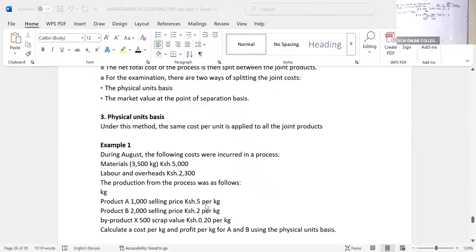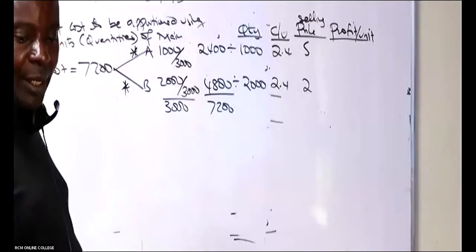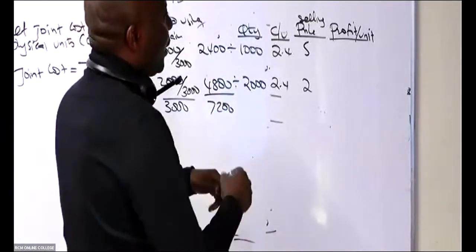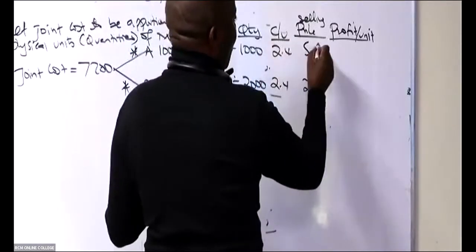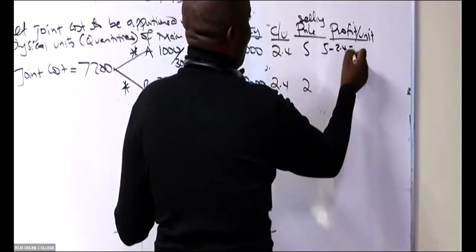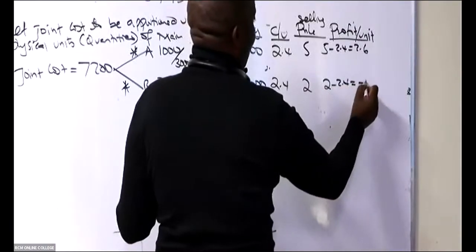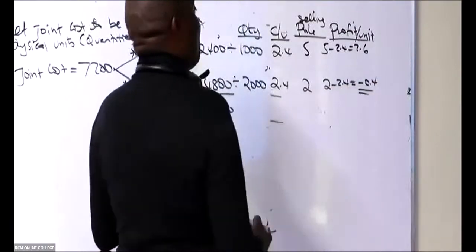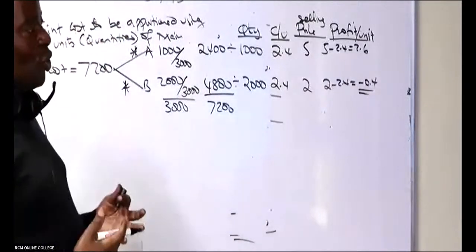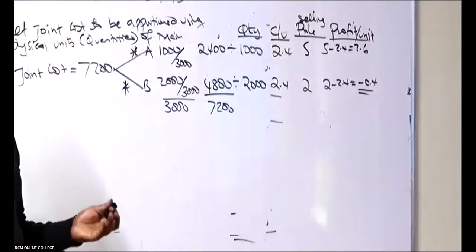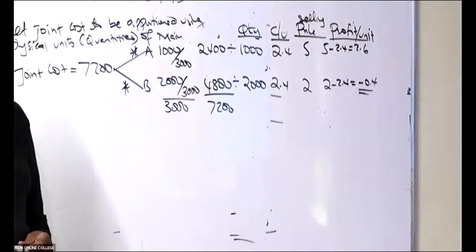So profit per unit, we shall take the selling price minus the variable cost per unit. So 5 minus 2.4 gives 2.6. This one will be 2 minus 2.4, which gives me a loss of 0.4, because basically it was made to absorb a higher cost than it could absorb.